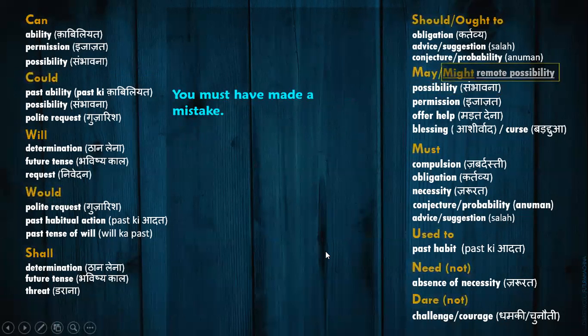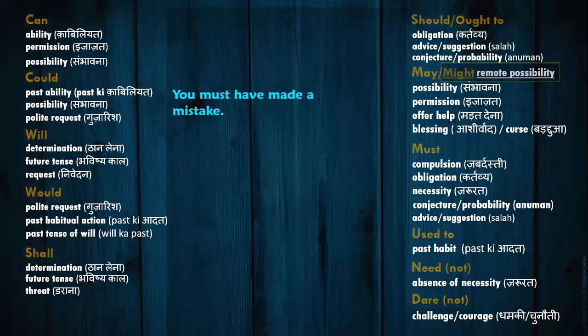You must have made a mistake, or you must have made a mistake. It can be read in any different tone which you like. And in this case, if we want to find out the modal auxiliary, which one could it be? Yes, it is must. But in must, we have a variety of options: compulsion, obligation, necessity, conjecture or probability, advice, suggestion. So which one could it be?